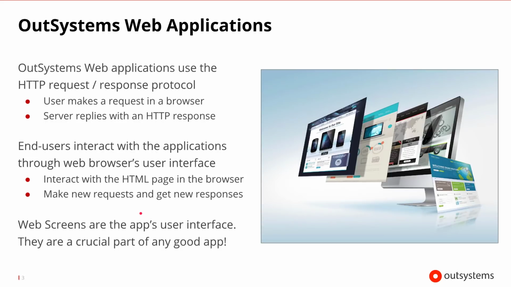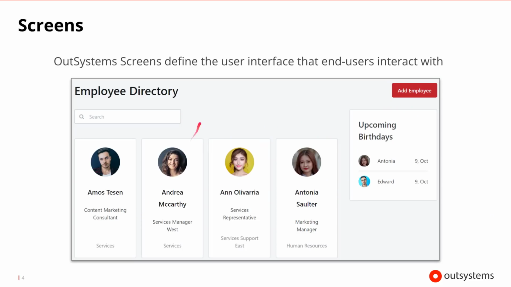So web screens are the application user interface, so they're a crucial part of any good application that we build. When we think of the screen as the end user interface, we can see that there are a lot of different components that can make up a screen. There can be text inside the screen, there can be fields for input, pictures and places to place data, and buttons for people to go ahead and click and interact with.